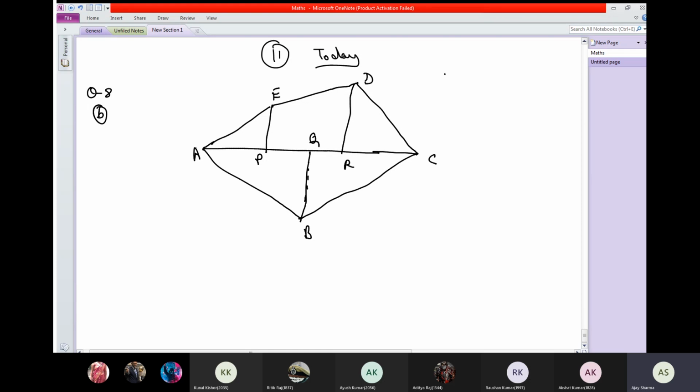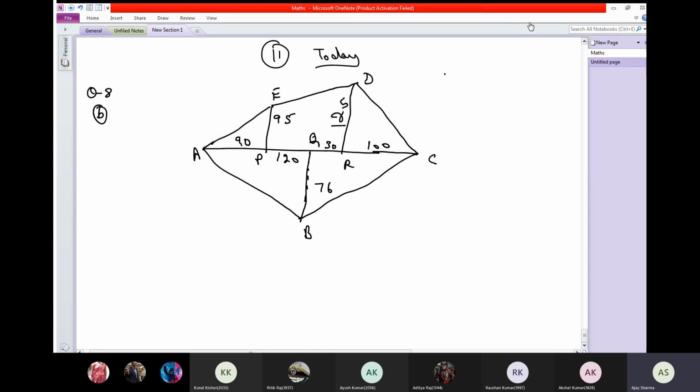Now write their sides. What is given? This is given to you 90 centimeter. This is given to you 120. This one is 30. QR is your 30 centimeter. And RD is 125. This one is your 100. This is your 76. And this one is your 95. Now we have to find the area of this polygon.